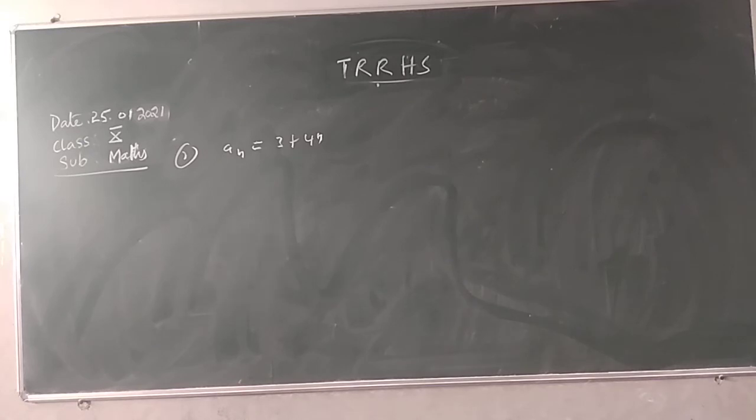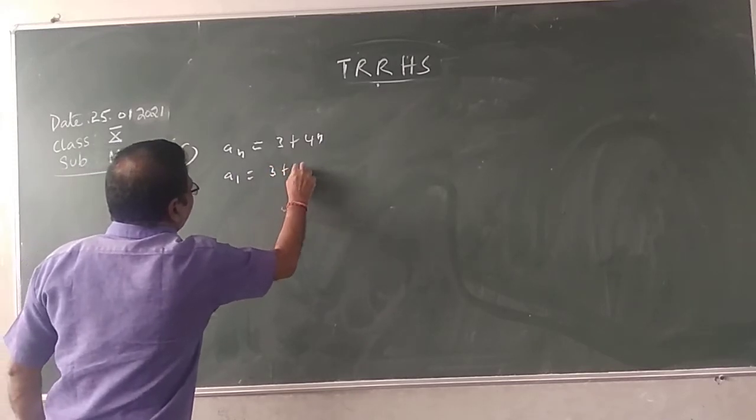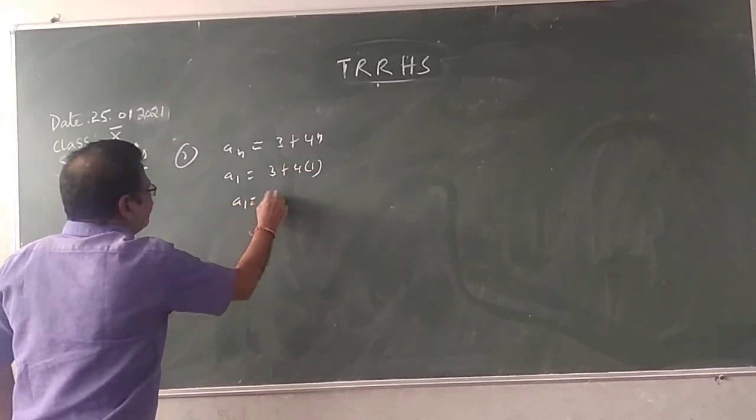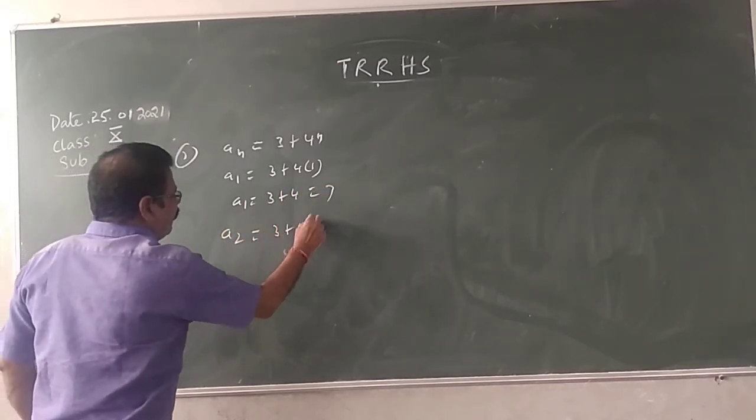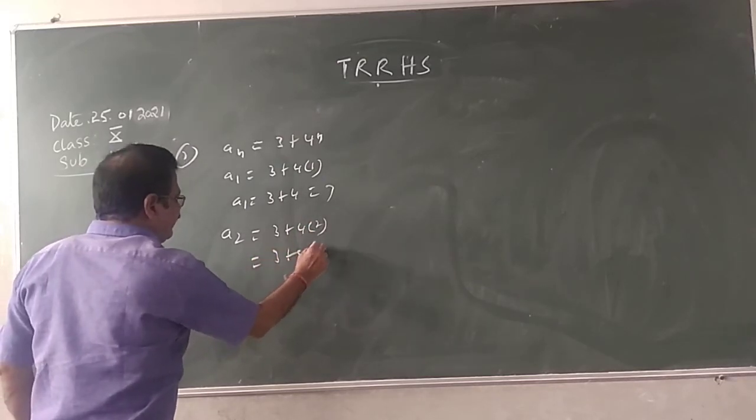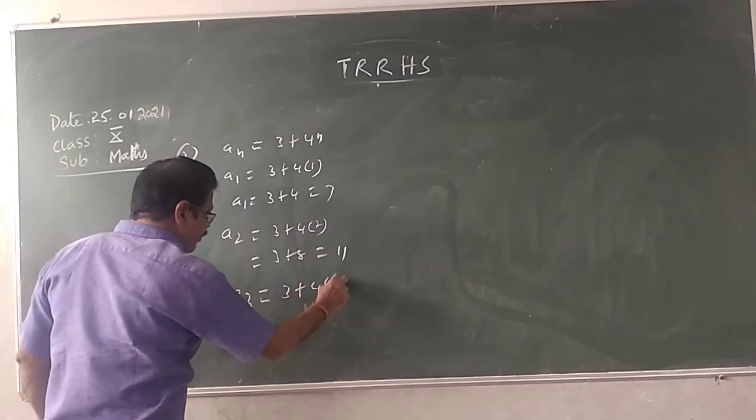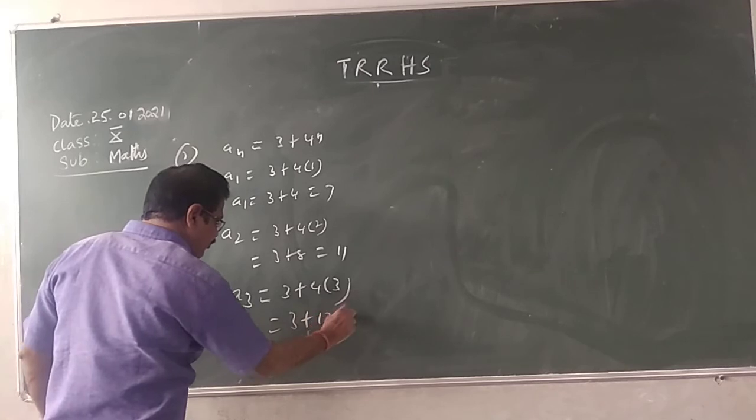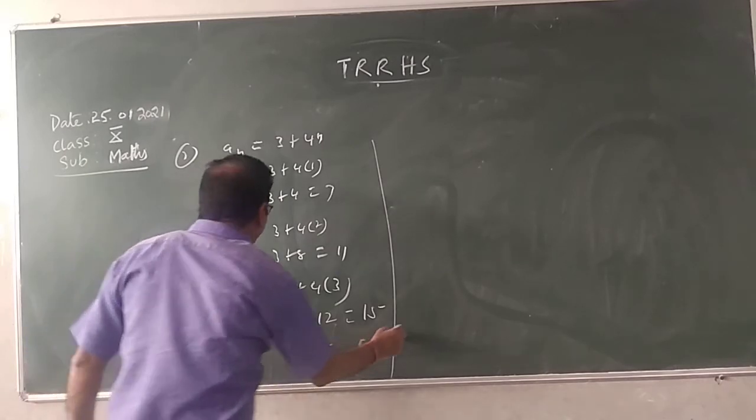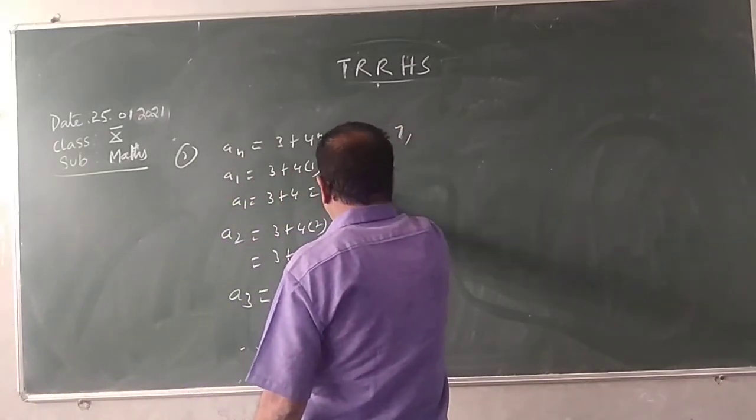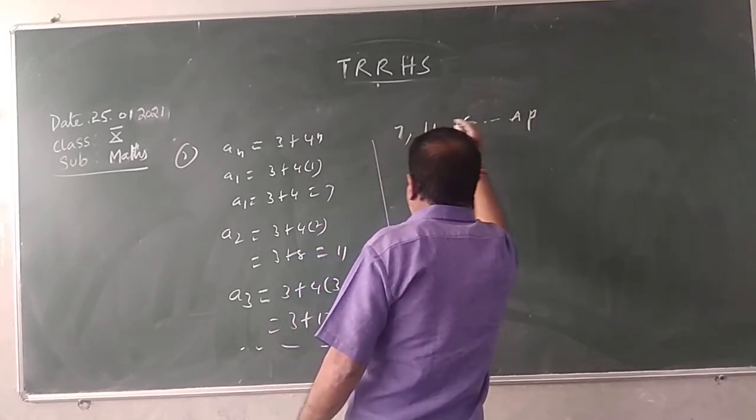So what is the result given here? An is equal to 3 plus 4n. Put n is equal to 1: 3 plus 4 into 1, so A1 is 3 plus 4, which is 7. Put n is equal to 2: 3 plus 4 into 2, 3 plus 8, which is 11. Put n is equal to 3: 3 plus 4 into 3, 3 plus 12, which is 15. So on like this. So these are in the AP. Write down the sequence: 7, 11, 15.